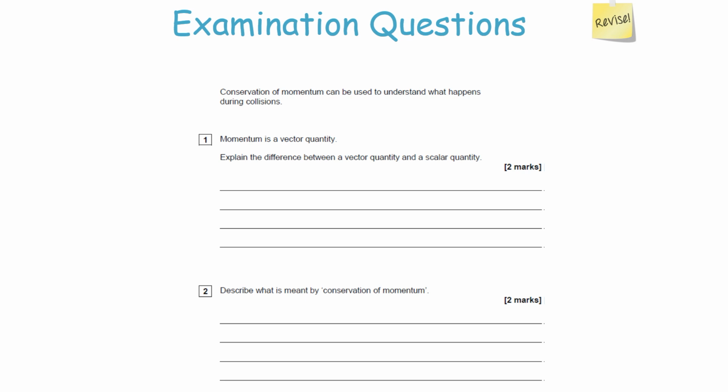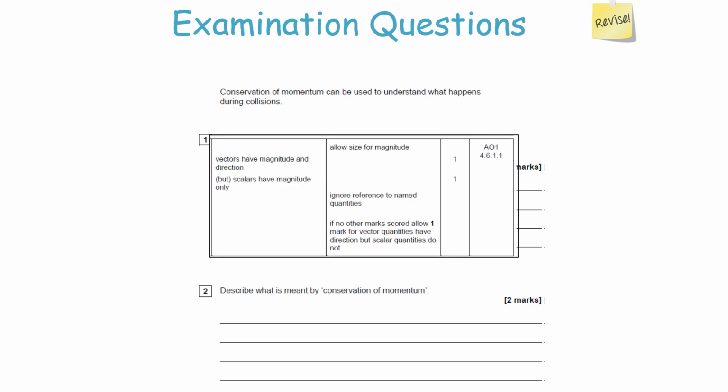Right, in these types of questions, it's just about memorizing the different definitions. So the first thing you need to know is the definition of a vector and the definition of a scalar. Now, vectors are quantities with a magnitude, a number, a size, and a direction, but scalars only have a magnitude, size, or number associated with them.